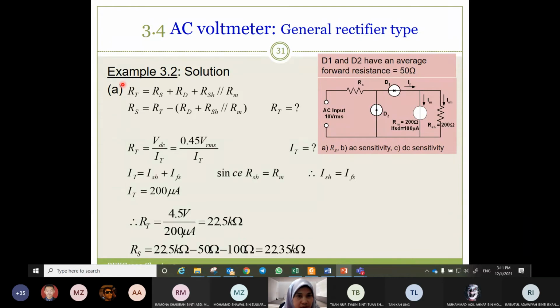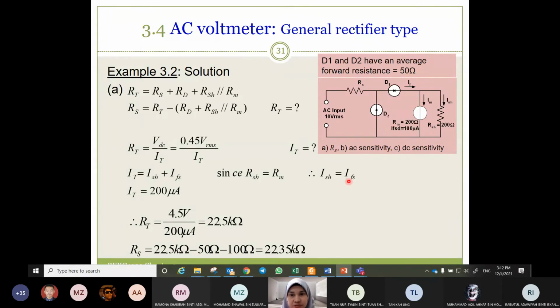And we can find RS. RS is equal to 22.5 K minus RD, which is 50 as given in the equation, and then minus 100. Why 100? Parallel equivalent yang tu. 200 ohm parallel with 200, we will get half. This is the final answer, RS.